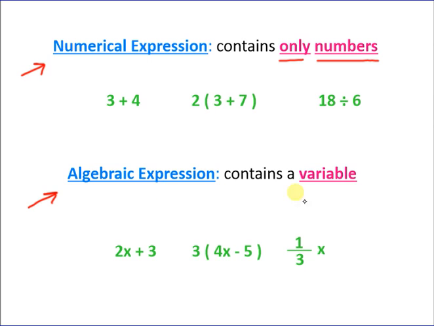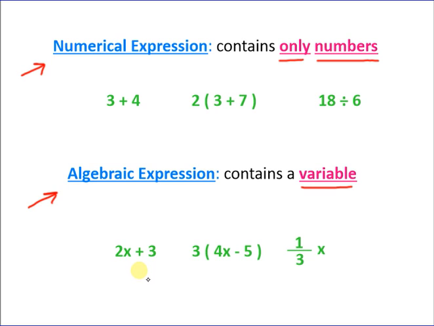But something that I'm going to introduce you to is an algebraic expression. An algebraic expression contains a variable, and I'm going to tell you what a variable is in just a minute, but you can pretty much take a guess. A variable is a letter, okay? It does not always have to be X. In these examples I used X, but it can be absolutely any letter from the alphabet.